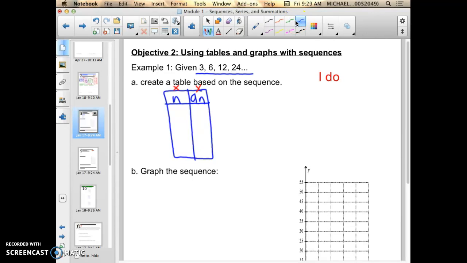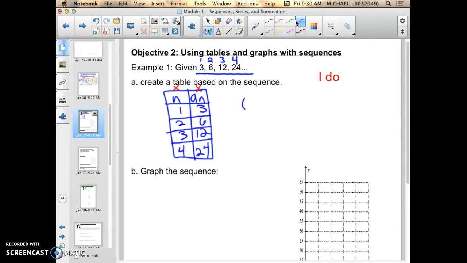Going back to blue, I have 4 numbers, so I'm going to have 4 boxes. And I can assume that my first 4 inputs are 1, 2, 3, 4, because up here, this is the first term given, the second term given, the third term given, and the fourth term given. From there, I can have my outputs be the actual sequence themselves. So if you can get in the habit of thinking about a given list of numbers like that, they're technically the outputs, or the y values. So I have 3, 6, 12, and 24. I have now just created a table that helps me look at the data a little bit differently.